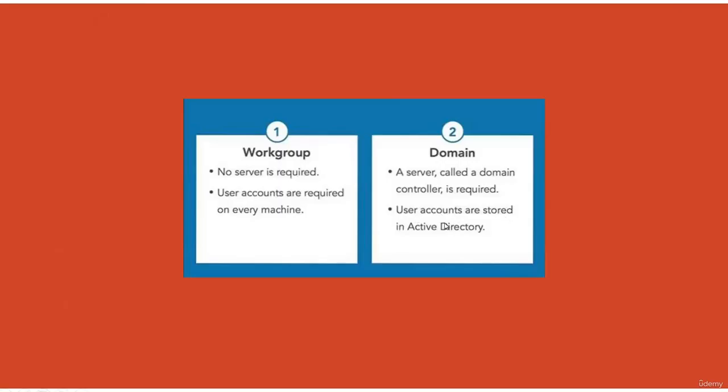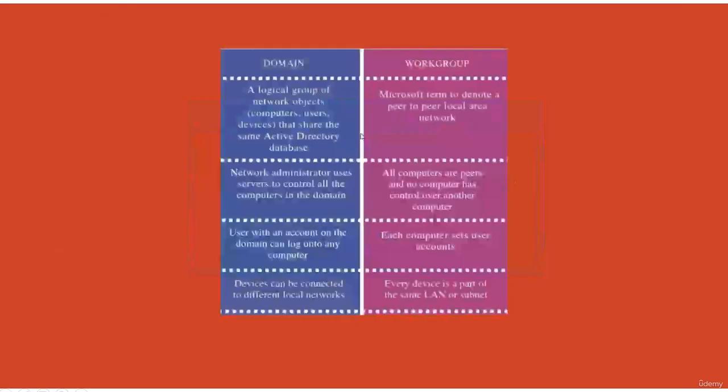So all user accounts will be stored in Active Directory, and that is manageable centrally. Another difference between domain and workgroup. A domain is a logical group of network objects like computers, users, and devices that share the same Active Directory database. In the workgroup model, there is nothing like that. Workgroup is a Microsoft term to denote a peer-to-peer local area network. So this is called a peer-to-peer local network.